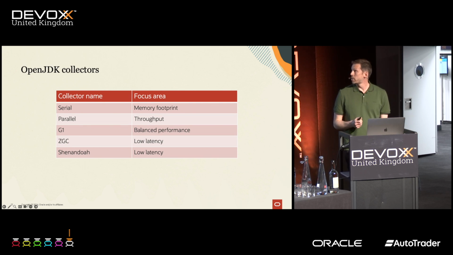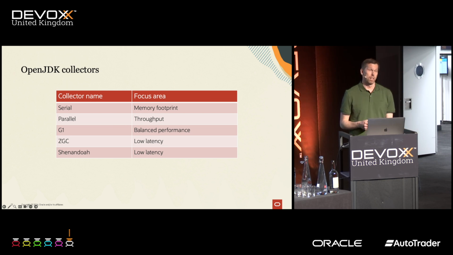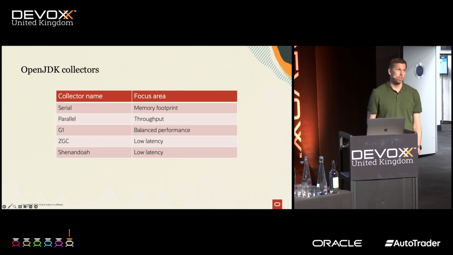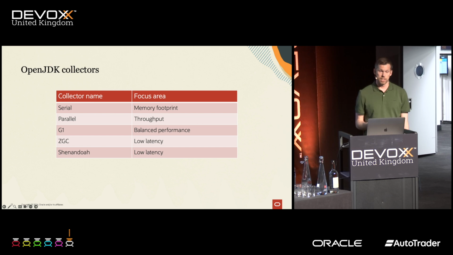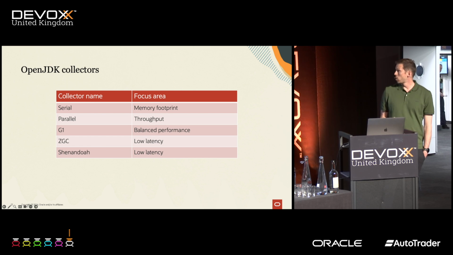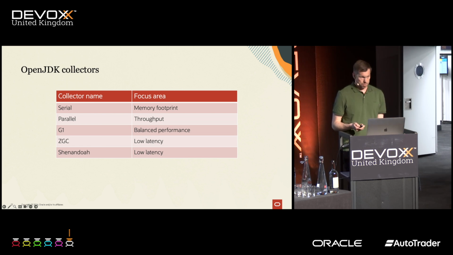So in OpenJDK today, or in Java, we have 5 different collectors. It's the serial collector, which has its main focus on having very low memory footprint. The parallel collector, which is throughput-oriented, so trying to provide very good throughput. G1, which has a balanced performance profile, trying to have both good throughput and controllable latencies. Then we have the newest members of the GC family, which are ZGC and Shenandoah. They both aim at providing very low latencies and trying to solve basically the same problem.